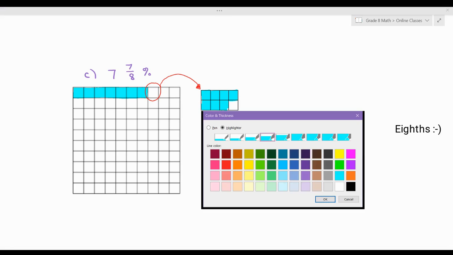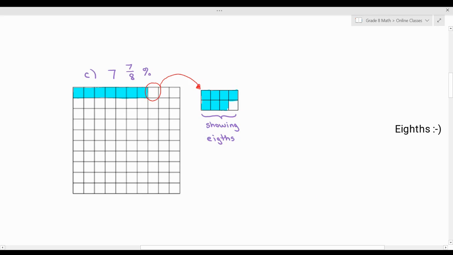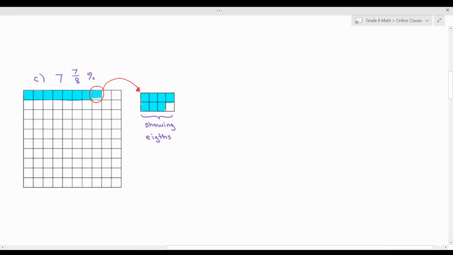And then again, you do want to go back to your original one that you circled and indicate that there is some shading here. So this is pretty close to being a whole. So this one's going to have more shading than the last one. So maybe I shade it like that. My bad.